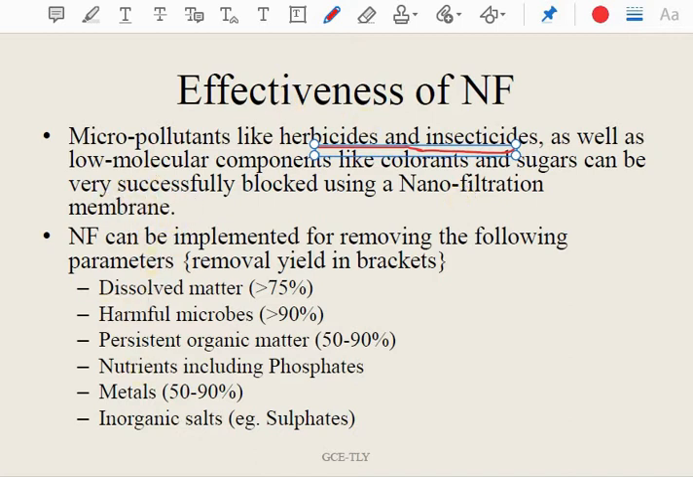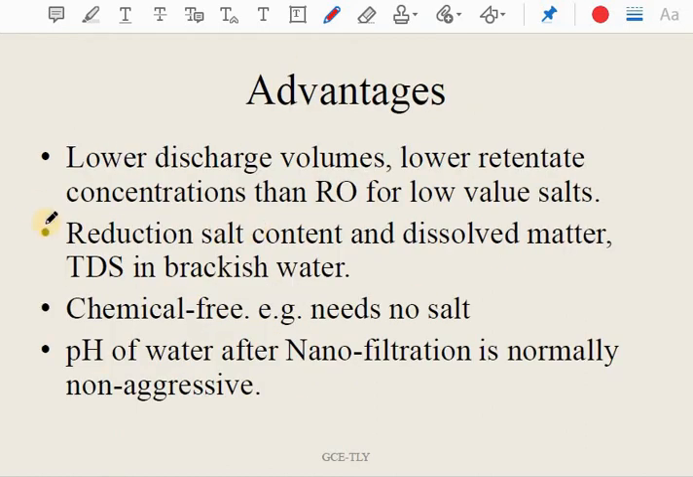So nanofiltration can be implemented for removing parameters such as dissolved organic matter, harmful microbes, persistent organic matter, nutrients which include phosphates, then metals, and inorganic salts. The advantages of using nanofiltration are lower discharge volumes, and lower retentate concentration when compared with RO. Then reduction of salt content and dissolved matter from brackish water. It also removes TDS in brackish water.